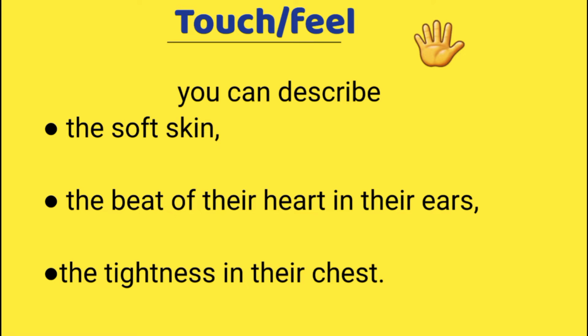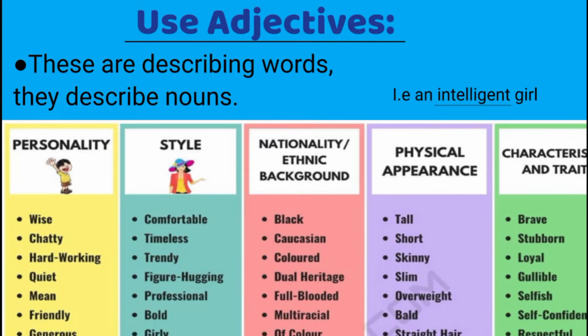We are moving on to the best words that you can use to describe. Use adjectives. These are the describing words. They describe nouns. My best friend is an intelligent girl. Intelligent is an adjective describing the noun girl. But it will not really give enough quality when you just say, my best friend is a girl. So when you use adjectives, you add volume to your words and to your meaning.